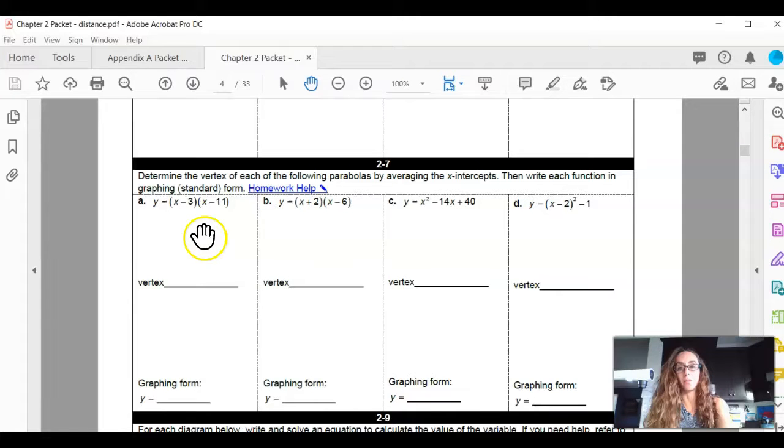All right, let's go to the next one. This next one, you want to find the vertex by averaging the x-intercepts. I'm actually going to do letter A for you, so I'm going to transfer over.